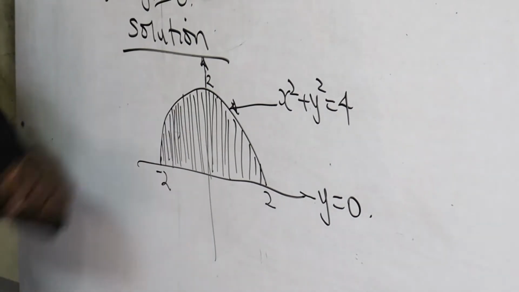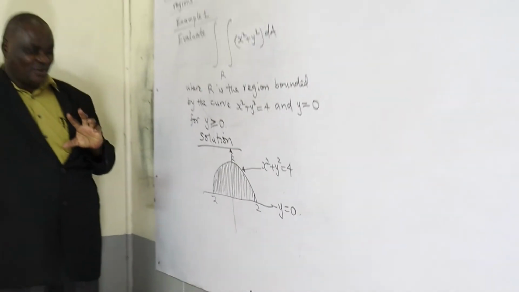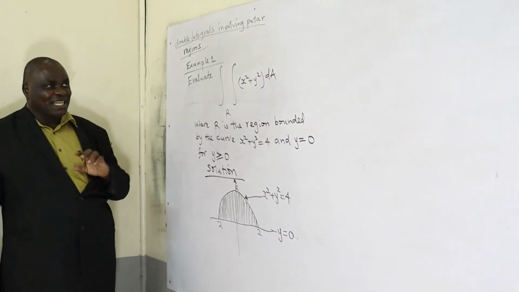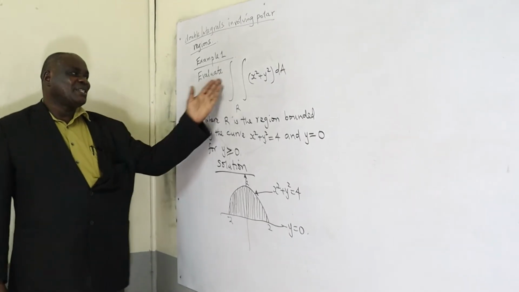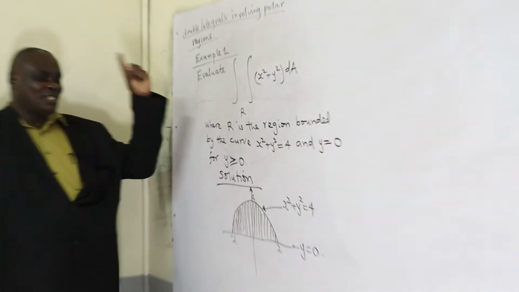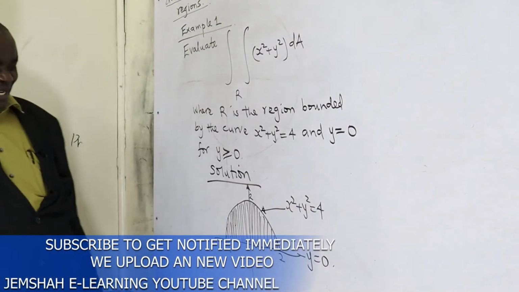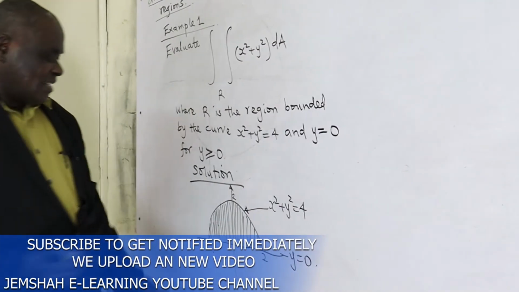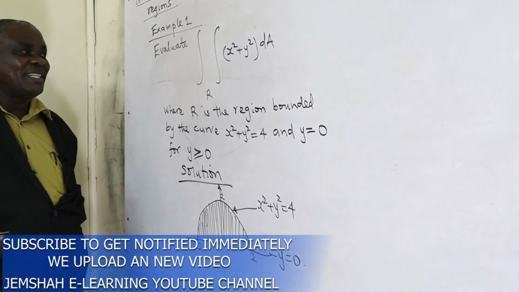So our region is a semicircle, and a semicircle is part of a circle, and a circle is a polar region. Hence, evaluation of this double integral will be simpler when we convert everything into polar coordinates. Now, we would like to convert everything into polar coordinates.